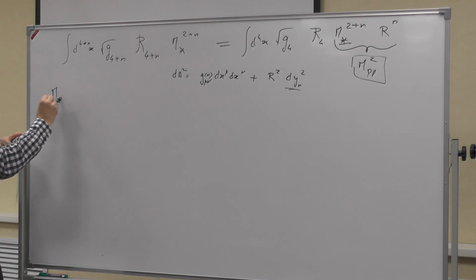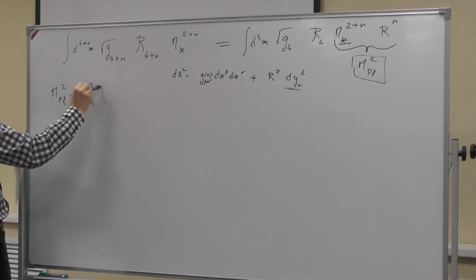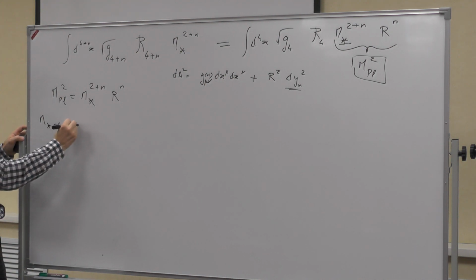So now we are going to play with this simple relation. M Planck squared is equal to M star to the 2 plus n, R to the n. And the idea of solving the hierarchy problem is simply to say that the higher scale that you have in your fundamental theory should be of the order of 1 TeV. In this case, you have no hierarchy problem because the higher scale that you can reach in your loop will always be screened by the scale of the fundamental theory. So what you want to achieve to address the hierarchy problem is to push M star to be 1 TeV.